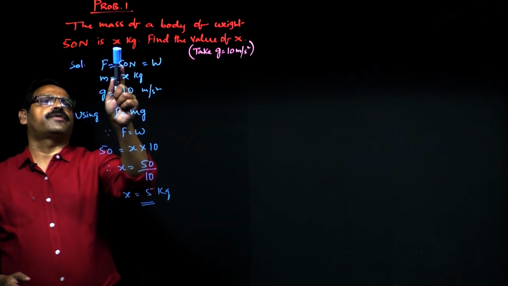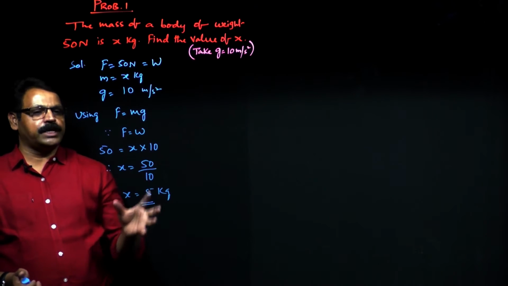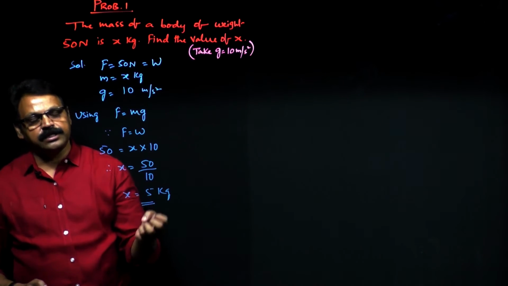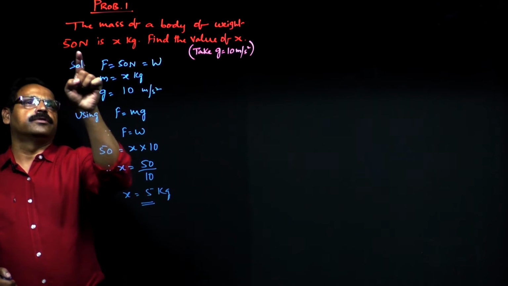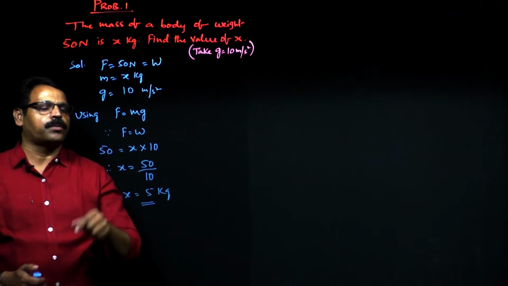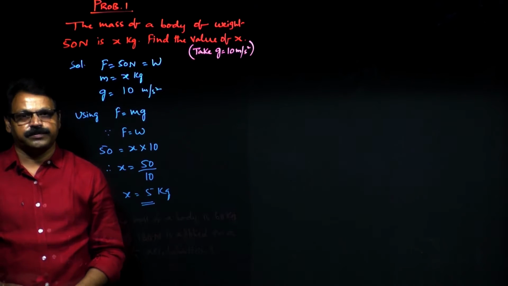That means a 5 kilogram mass when placed on the earth's surface, where the acceleration due to gravity is 10, its weight is going to be 50 newtons. This is how the problem can be solved.